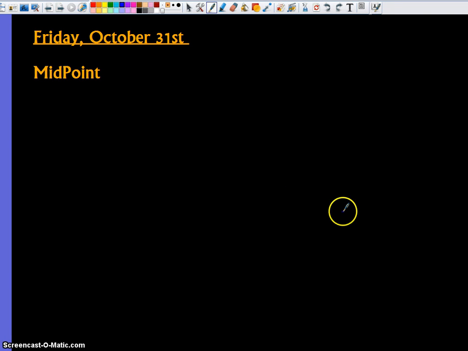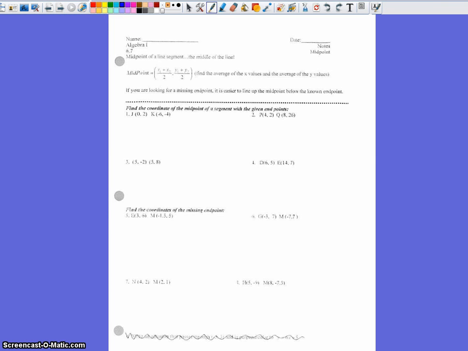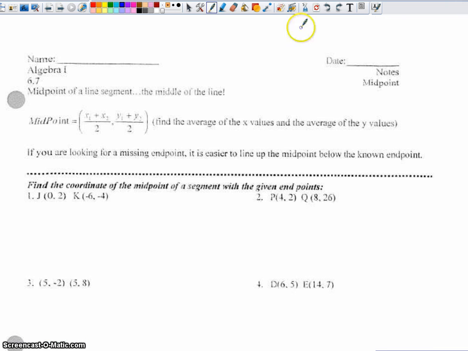Okay, this is Algebra 1. We're going to be looking at midpoint today. When you have the midpoint of a line, it's exactly what it sounds like. If you have a line, the point in the middle is your midpoint. At the ends are what we call endpoints. They won't both be the same letter, but they both will be an endpoint, my bad.